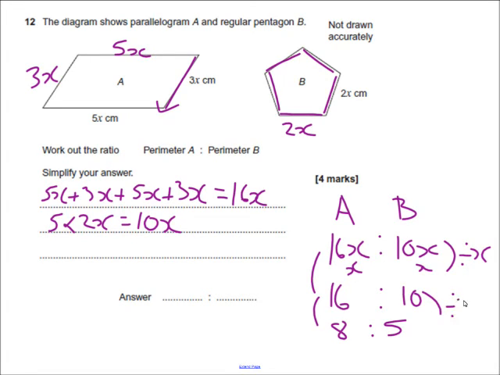So I've divided both sides by 2 because I know 2 goes into 16 and 2 goes into 10. Now we're looking for a number that goes into 5 and 8. Well, there is no common number that goes into 5 and 8, so our answer is 8 to 5. And it has to be this way around because the question states clearly the perimeter of A is a ratio to the perimeter of B. So it's 8 to 5 as the answer.